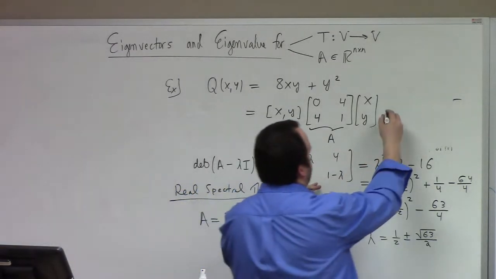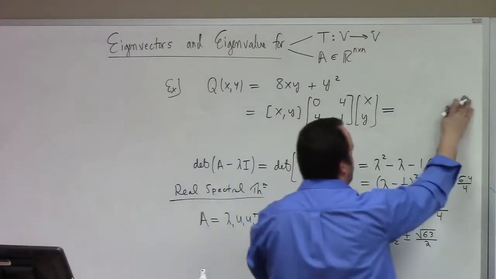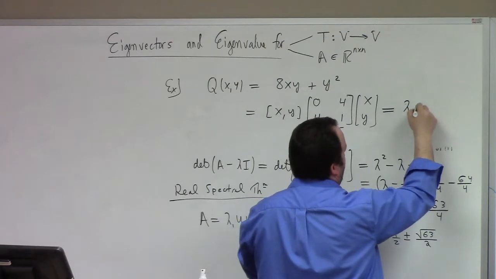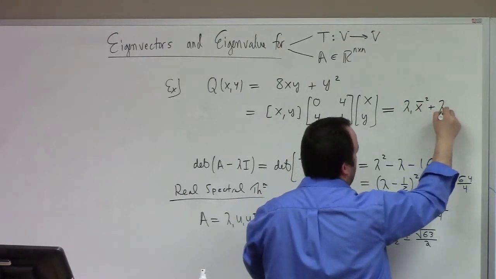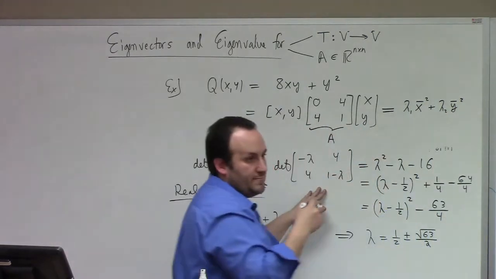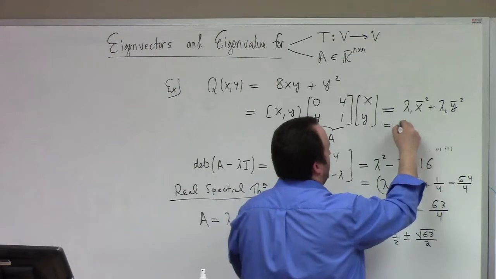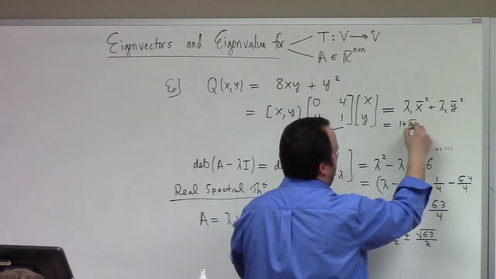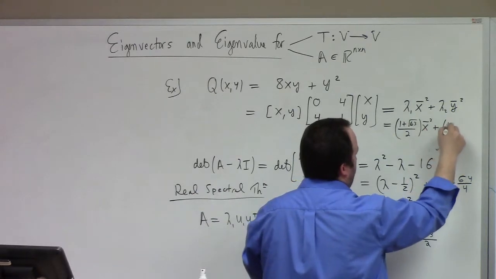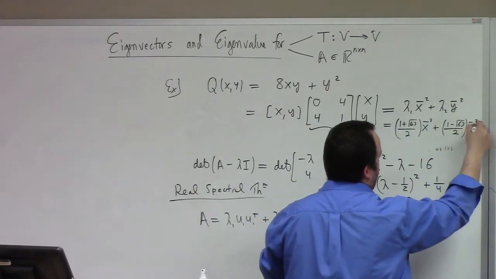So, long story short, I will show you explicitly that we can find coordinates, x bar and y bar, such that this is lambda 1 x bar squared plus lambda 2 y bar squared. In other words, there's a coordinate system where this is just 1/2 plus the square root of 63 over 2, times x bar squared, plus 1/2 minus the square root of 63 over 2, times y bar squared, right?